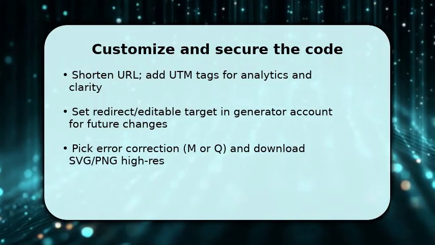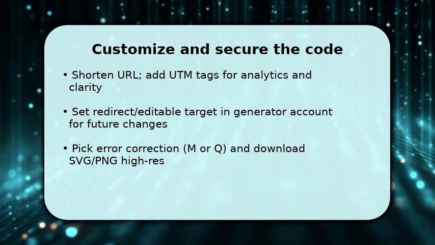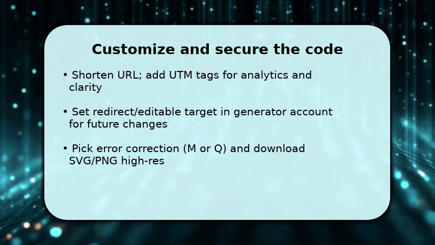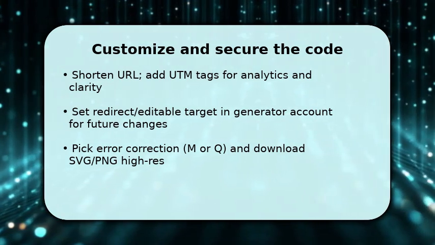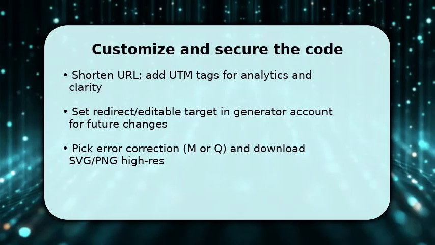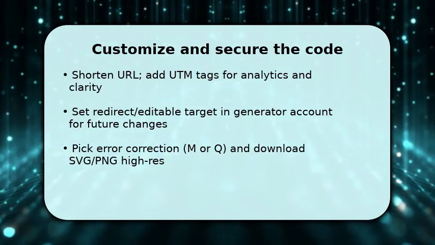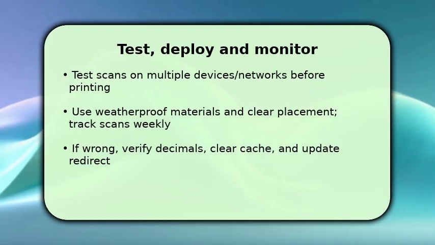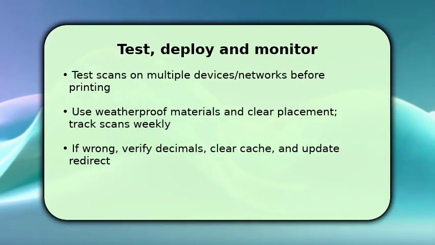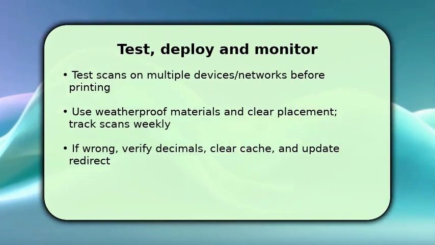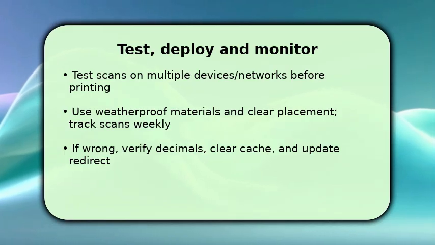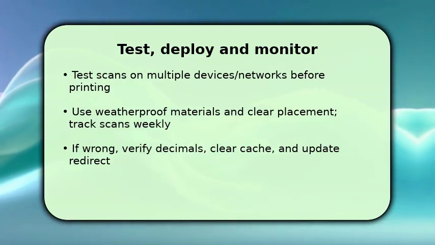Once customized, download high-resolution SVG or PNG at the recommended size, and save the dynamic QR in your account to track scans and edit target if needed. Deploy the printed QR where GPS reception matches your intended spot. Test scans from multiple devices and networks to confirm the map opens to the right coordinates.